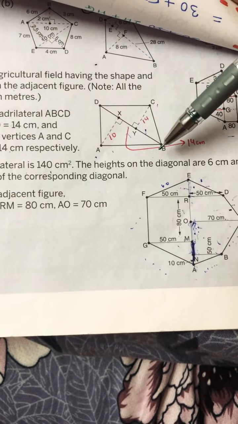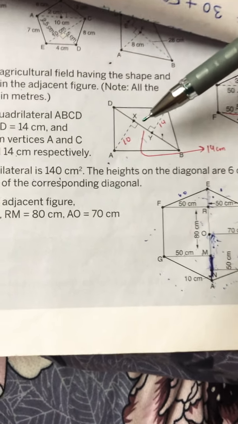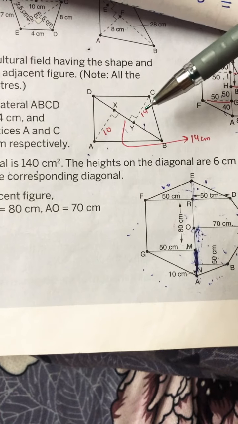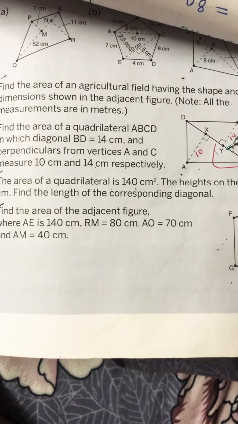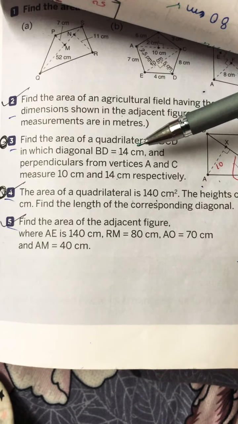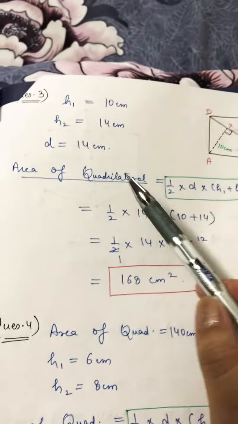The diagonal BD is given. These two heights are given, H1 and H2, and D is given. So you just have to find out the area of the quadrilateral in this question number 3. It is very simple, so let's start with the solution.